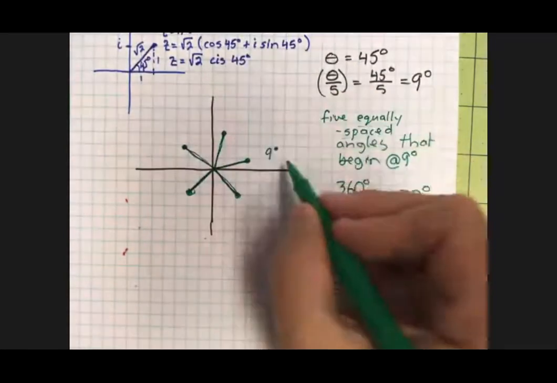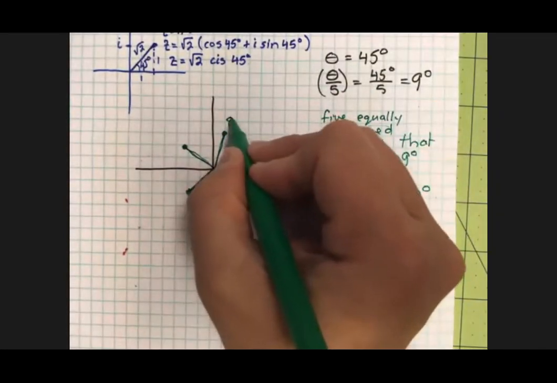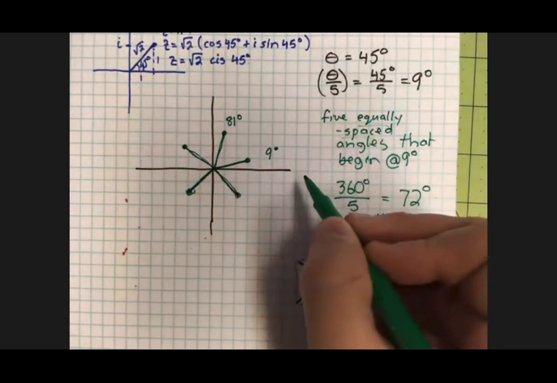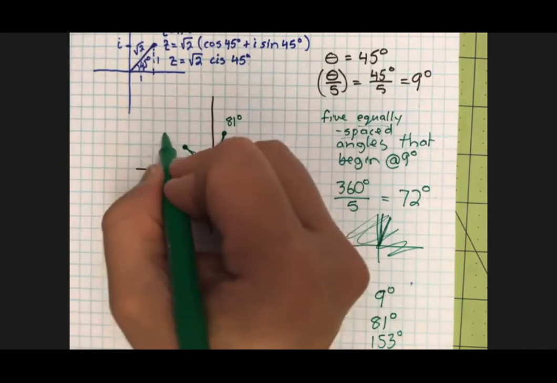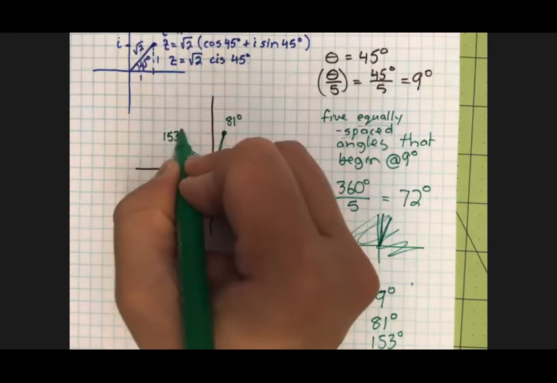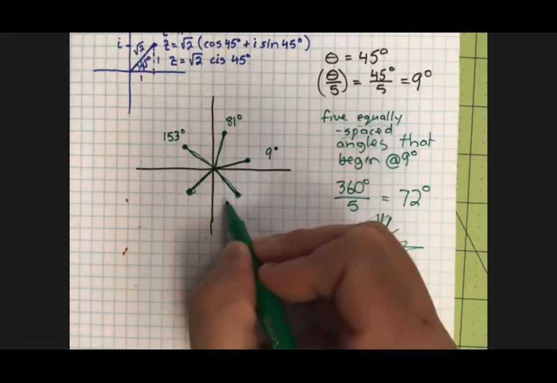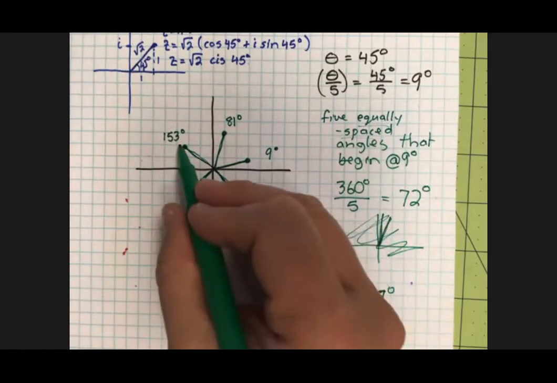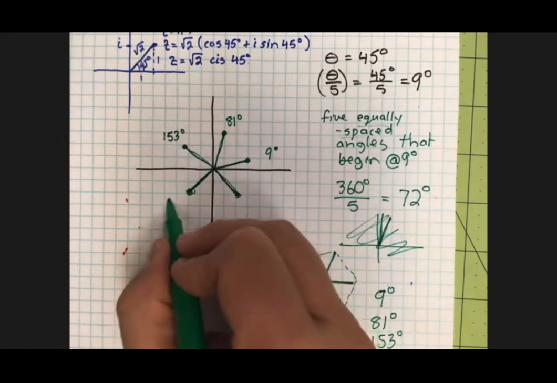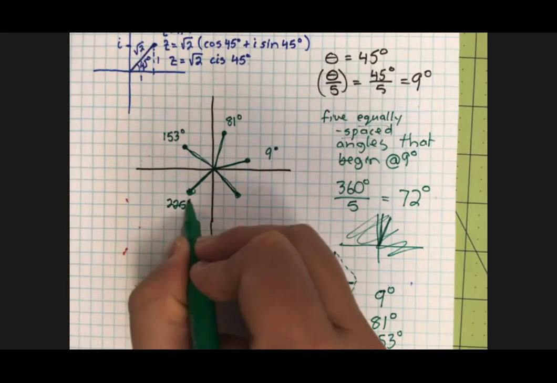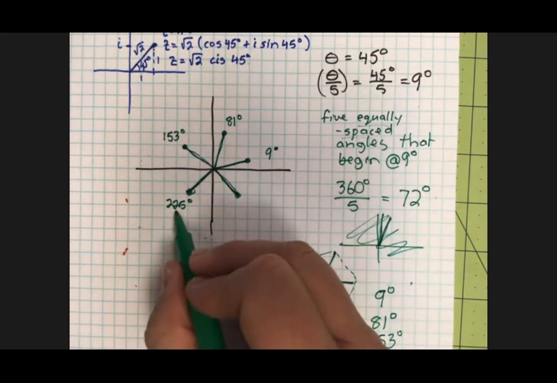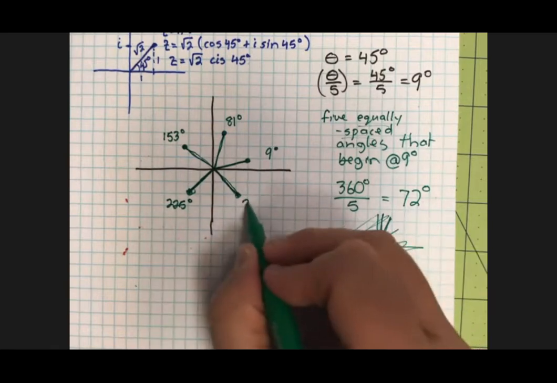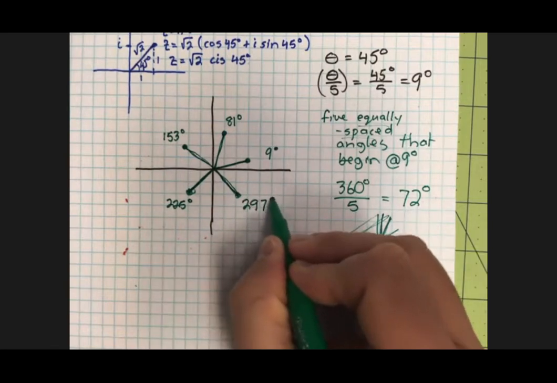Let's write those down. 9 plus 72 is 81 degrees. 81 plus 72 is 153 degrees. 153 plus 72 is 225 degrees. And 225 plus 72 is 297 degrees.